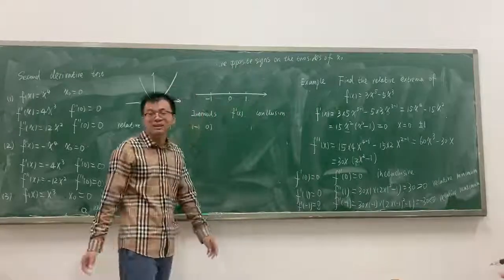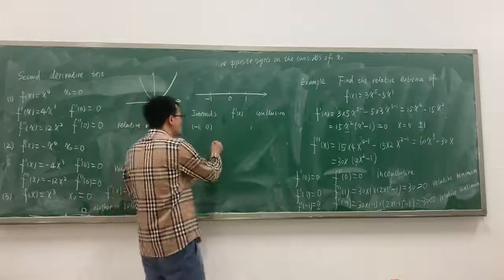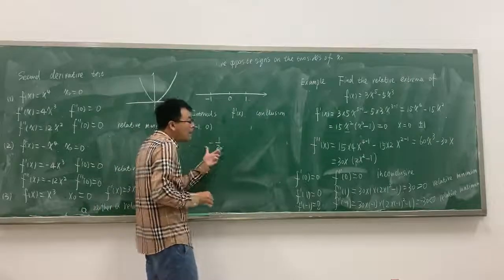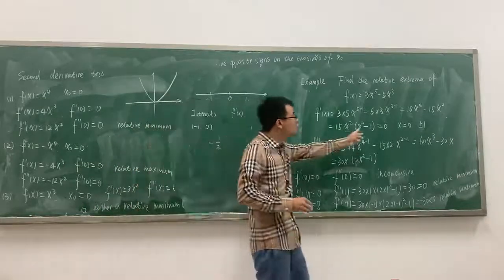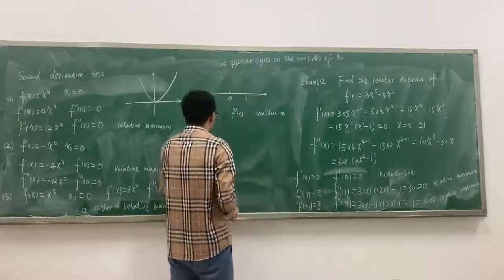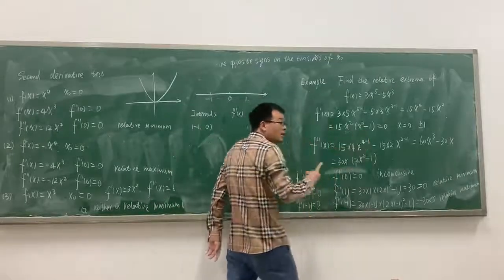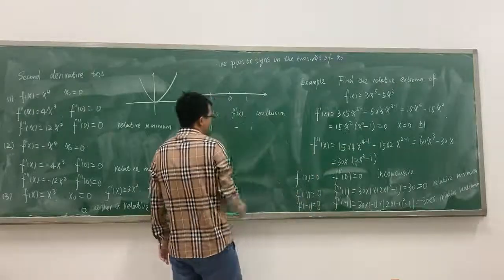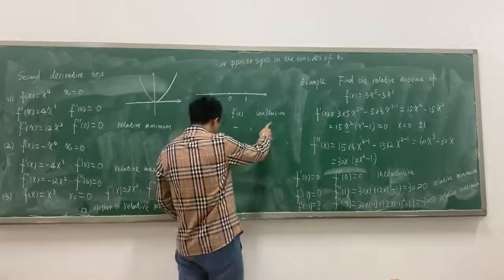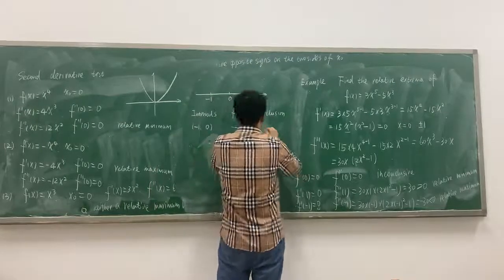Of course, negative. You choose a value in this interval, for example minus 1/2. Minus 1/2 squared minus 1 is negative, okay? Positive times a negative is a negative. So here is a minus, so here means it's decreasing, yeah?